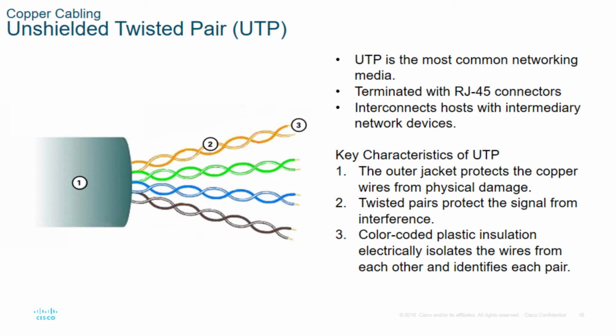As you can see in this figure, the color codes identify the individual pairs and wires and aid in cable termination, right? So the numbers in this figure identify some key characteristics of unshielded twisted pair cable. Number one is the outer jacket, which protects the copper wires from physical damage. Number two is twisted pairs, which protect the signal from interference. And number three is the color-coded plastic insulation, which electrically isolates wires from each other and identifies each pair.